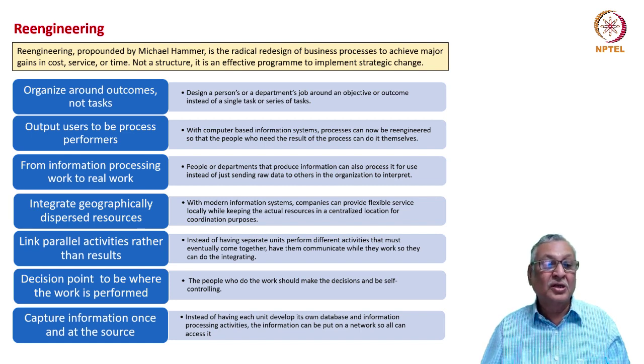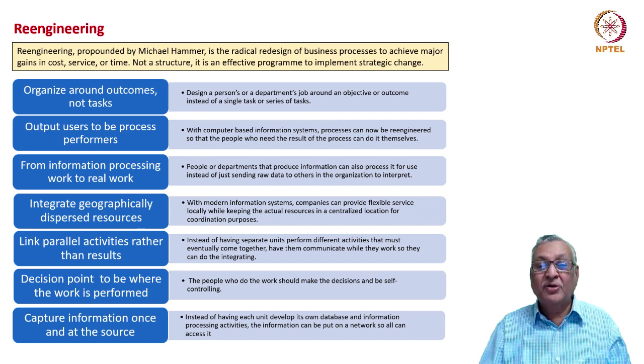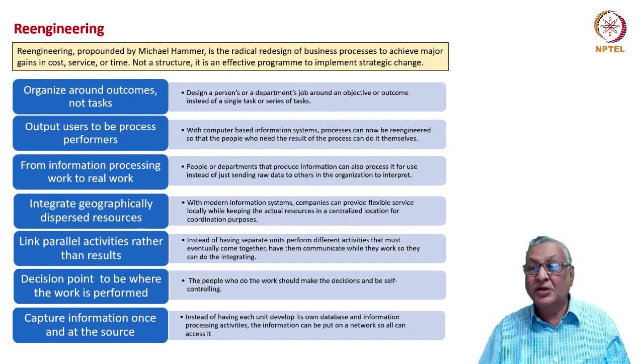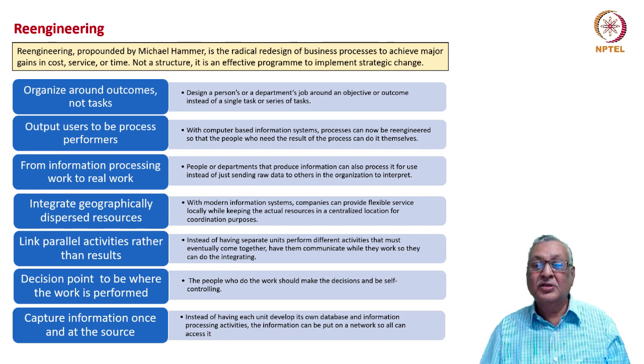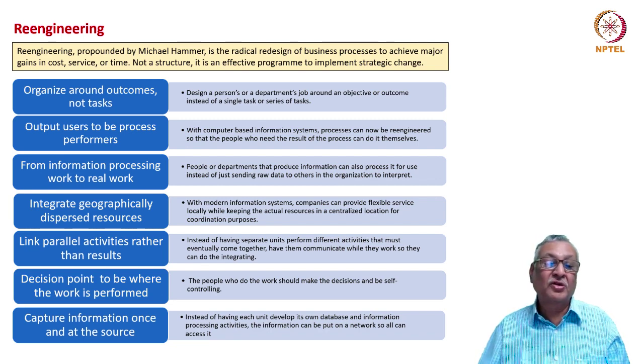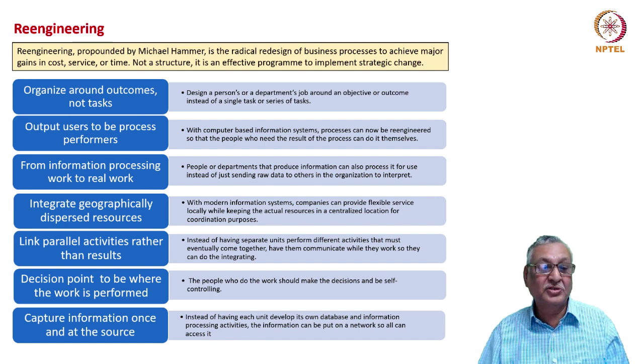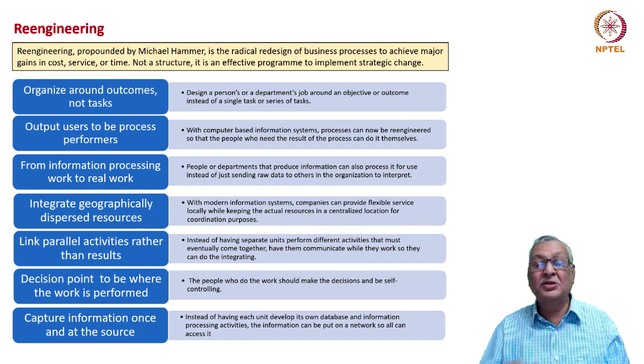From information processing work to real work: people or departments that produce information can also process it for use instead of just sending raw data to others in the organization to interpret. One of the profound examples of this happened in the 1970s when Tata Motors, at that point of time Telco, designed its semi-forward control vehicle.